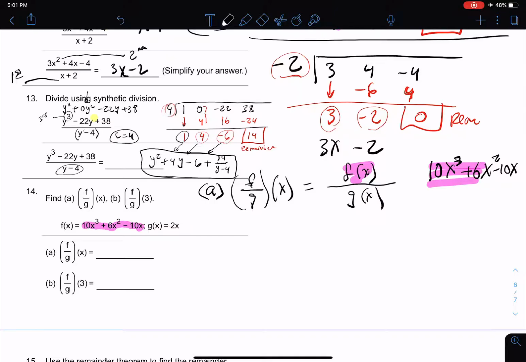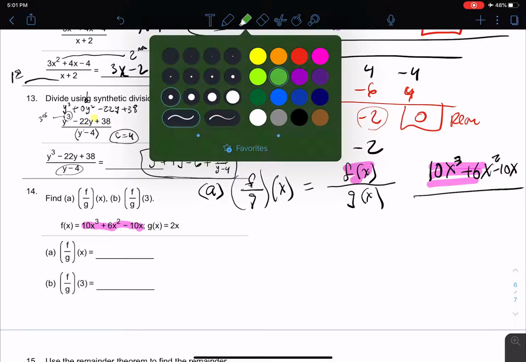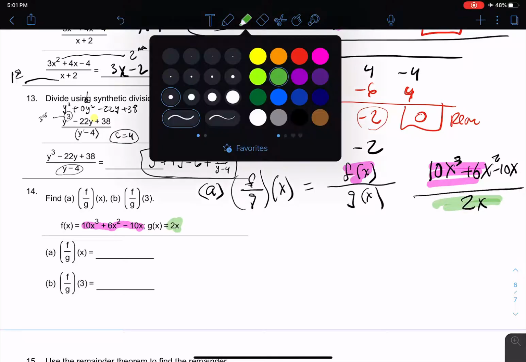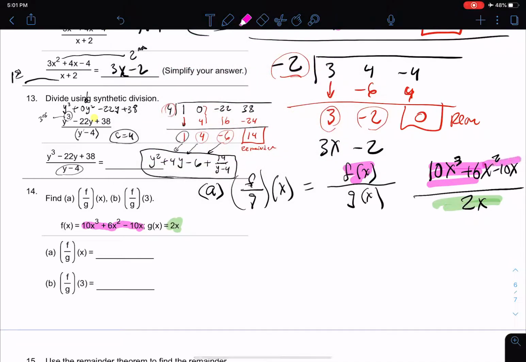And it gets divided by g of x. What's g of x? G of x is just that right there, which is just 2x. Hey, it's not a binomial or trinomial. It is simply a monomial.